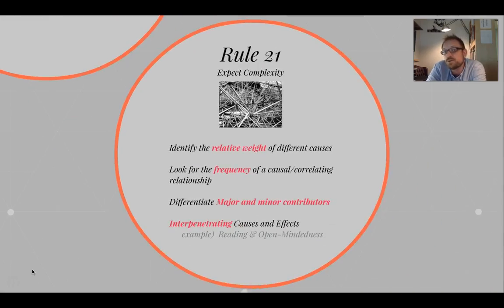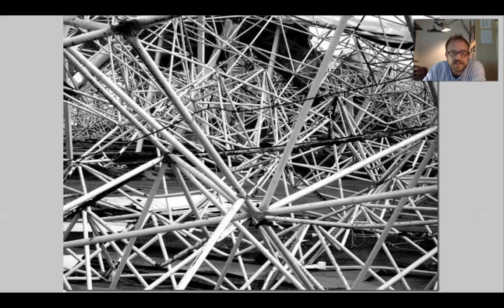Now finally, rule 21, expect complexity. And I have this sort of picture here of, I guess, a bunch of sticks or something like this. And you can see it's just a mishmash. Things are going everywhere, right? It's highly likely that in the world every event causes other events, that some events occur at the same time but are unrelated causally with each other. This means that a tremendous amount of complexity can take place.